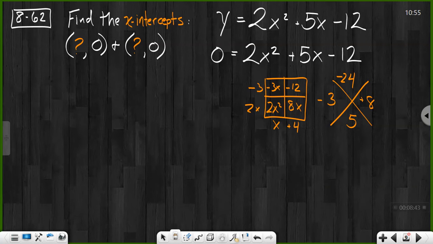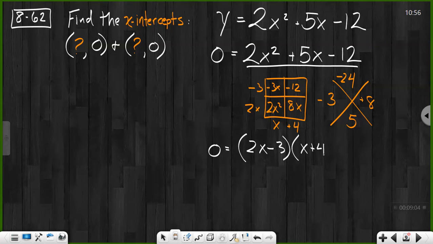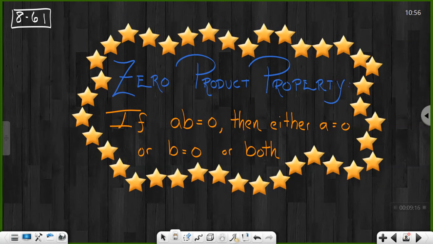Now, why did I do that? Notice I didn't write my groups yet. Why did I factor? My whole goal was to rewrite 2x squared plus 5x minus 12 as a product. And I can now rewrite that as 0 equals 2x minus 3 as my one product and x plus 4 as my other product. Now I know that I've got a product here that is equal to 0. And according to the zero product property, either A is equal to 0, my first group must equal 0, or B must equal 0 to make it true.